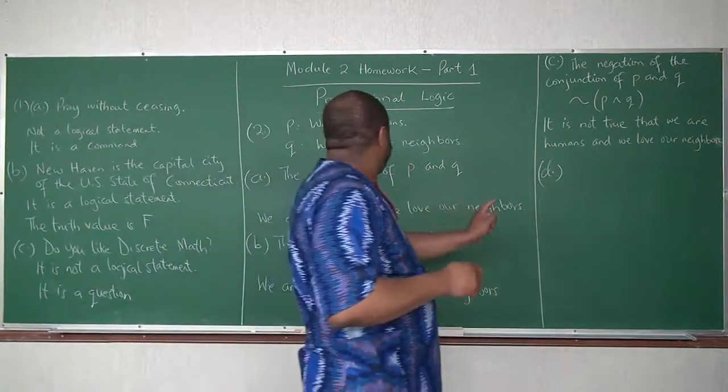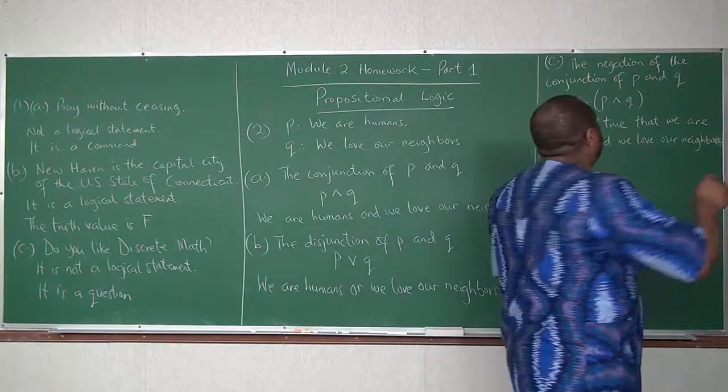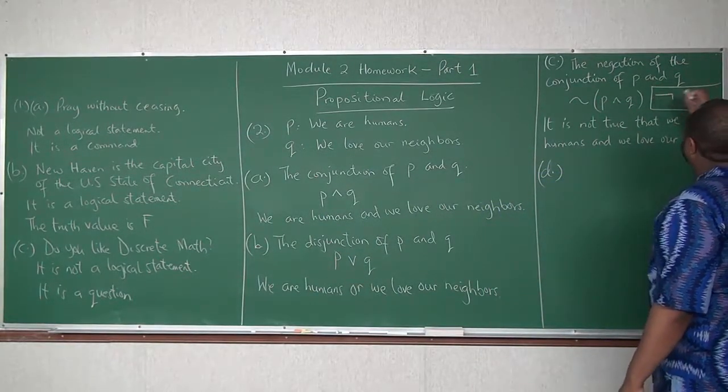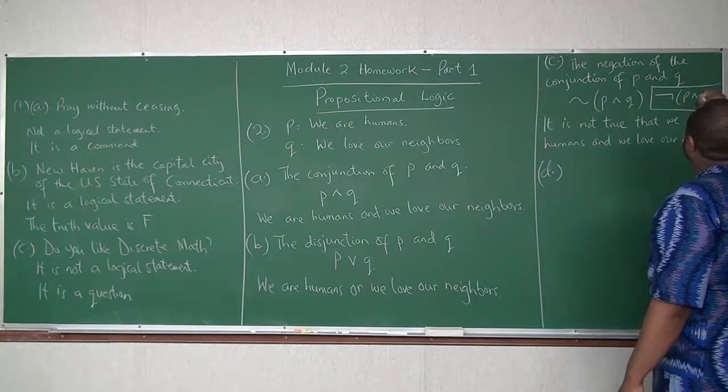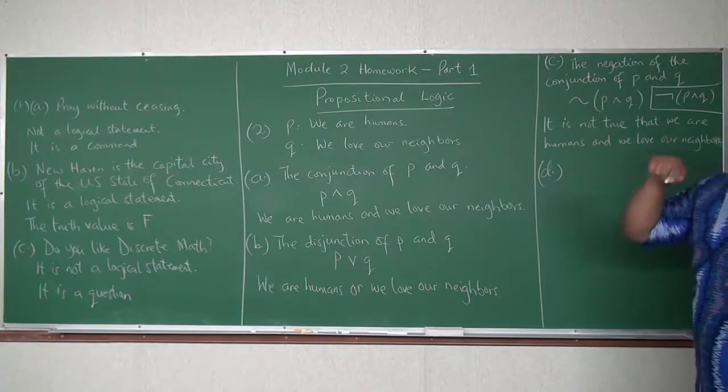Now, another way you can write negation, you can also write negation like this. Some textbooks will write it like this. Negation, P and Q. This is also negation. You can write it that way. This is what we call the tilde sign.